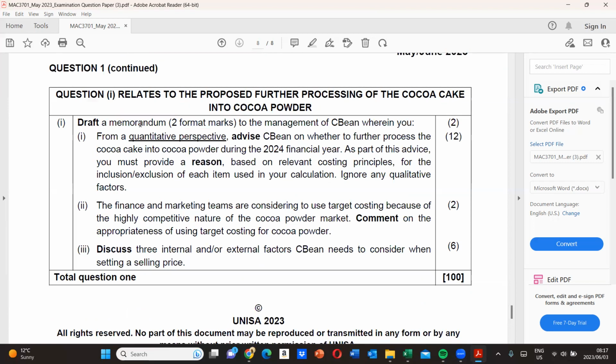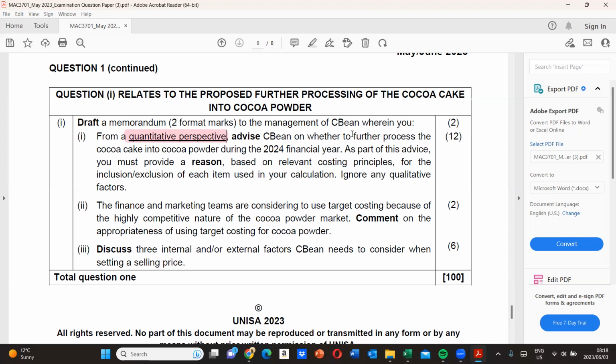So draft a memorandum to the management of CBIN, wherein you, one, from a quantitative perspective, so this is calculations now, advise CBIN on whether to further process the cocoa cake into cocoa powder during the 2024 financial year. As part of this advice, you must provide a reason based on relevant costing principles for the inclusion or exclusion of each item used in your calculation. Ignore any qualitative factors.